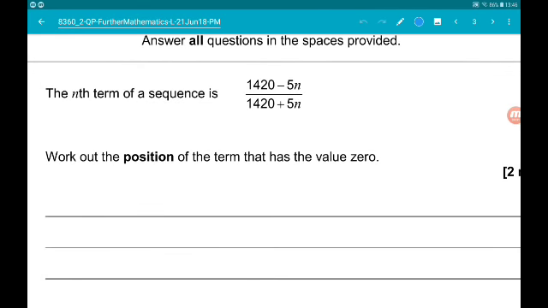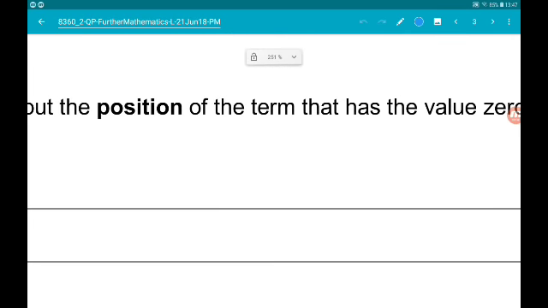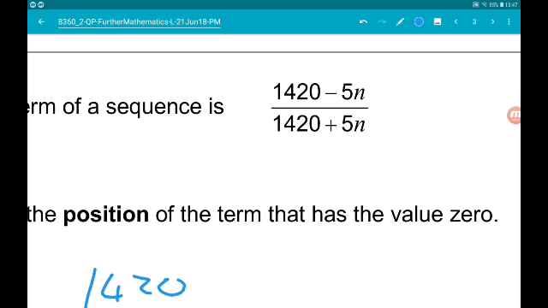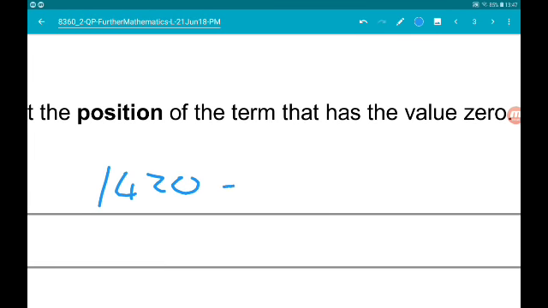Okay, question 1. If the nth term of a sequence is 1420 minus 5n over 1420 add 5n. Part A wants us to work out the position of the term that has the value 0. So the position means which number term is 0. So, all that we do is set the nth term equal to 0 and solve for n.